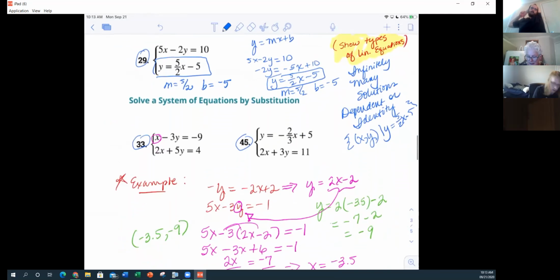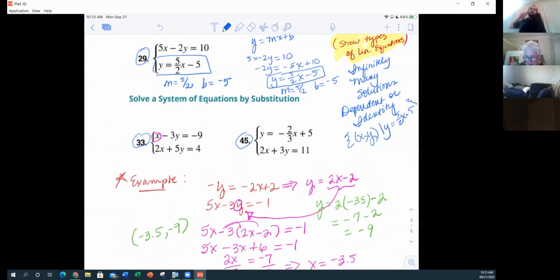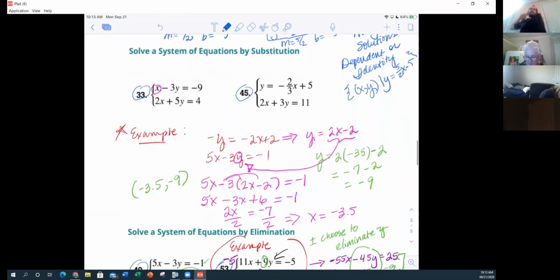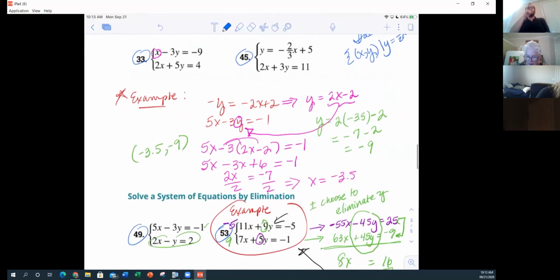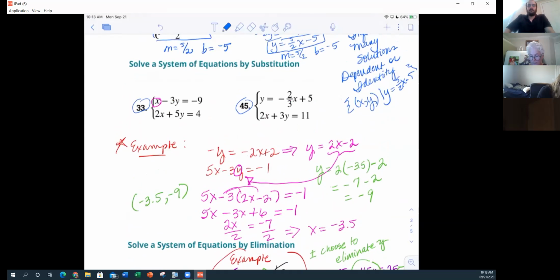Okay, then solving by substitution. We did 33 and 45. All you would have to do on 45, and this is good practice for you, is take that -2/3 x plus 5 and plug it in for y and solve that system that way. Did anyone do that one?